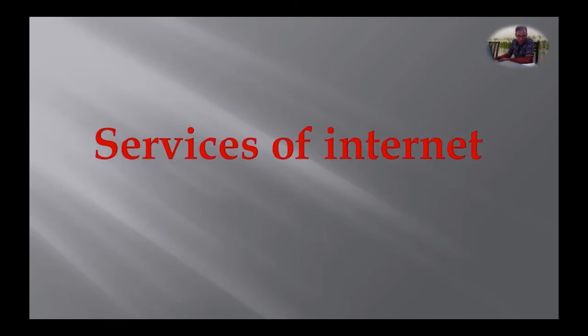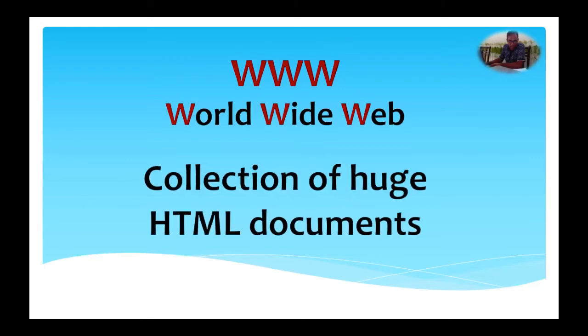Then there are many services on the internet. So let's see some of them. www, as I mentioned earlier, most people think that the www and the internet are the same, but they are different. The www is a collection of huge numbers of HTML documents. That means a collection of very many web pages is what we call www. Earlier I told you that these web pages, these developed websites, are stored in web servers. So www means the collection of these websites, the huge collection of these websites we call www.